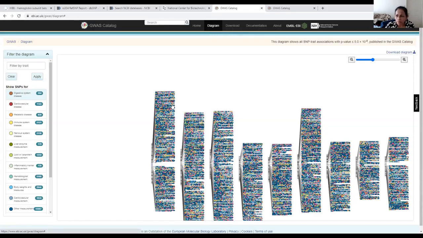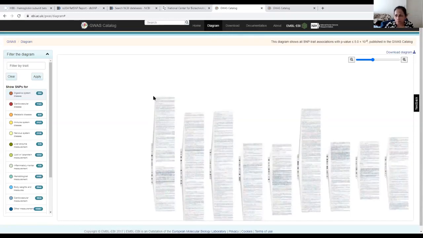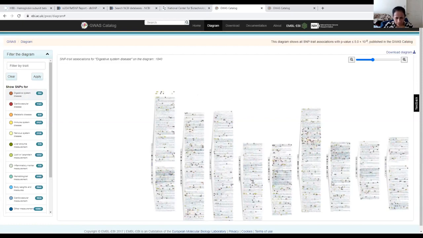You can click on the diagram on the homepage. Now I did digestive system diseases, and it is showing you that, if you hover over, I think it's still loading. Someone asked me about type 2 diabetes, which we did. Type 2 diabetes is this particular SNP on chromosome 1. All of this you can hover over. So you can see how complex type 2 diabetes, or any of these system diseases, is.